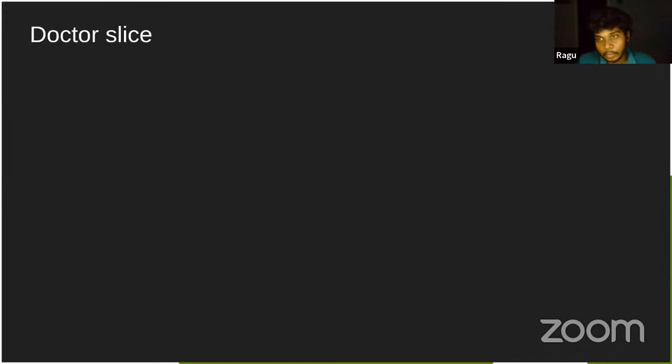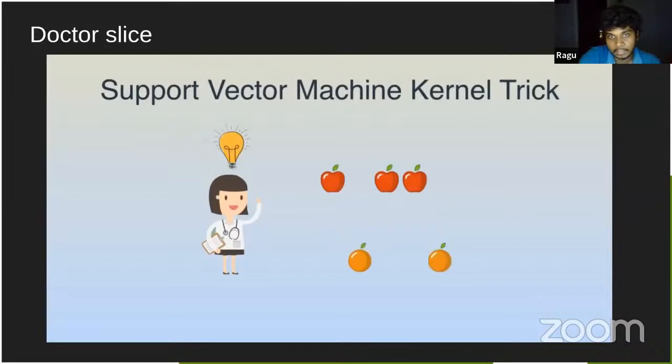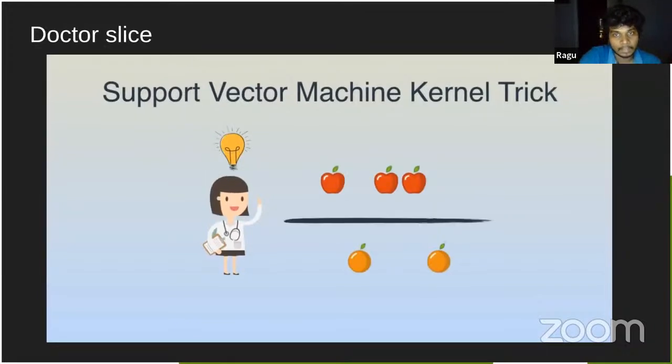Next, we will look at another algorithm. For example, you have a doctor, and you ask the doctor to split apples and oranges. But you want him to draw a straight line; you don't want a curvy line to split the data. So what do you do? You have to think out of the box, and what he does is he splits the data like this and draws a line. That's how he splits it. This method is known as support vector machine, and we will understand how a machine does this process.